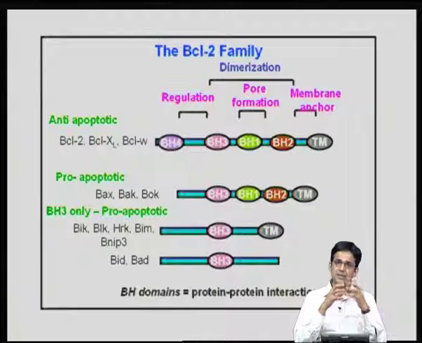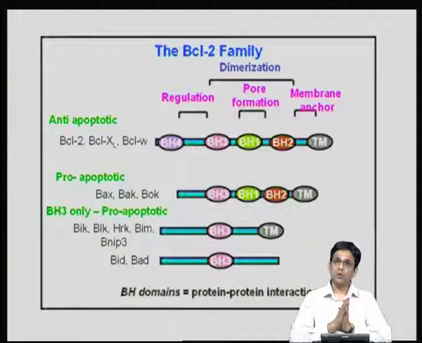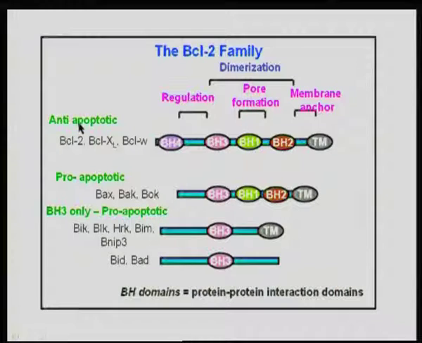Now, not only does CD28 enhance cytokines, IL-2 production and other cytokines, it also increases the BCL2 and BCL-XL. So it acts in two ways. One is it enhances T cell activation, it also enhances T cell survival. And so the key members of the pro-survival family are BCL2, BCL-XL. On the other hand, the pro-apoptotic members are shown over here.